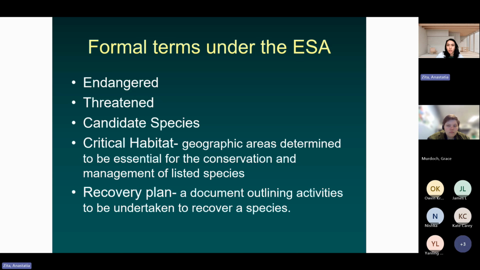And then recovery plans are documents that outline the activities to be undertaken to recover a species that has been listed as endangered or threatened. These plans include detailed information about the species' biology, threats and conservation needs, as well as specific actions to address those needs. So recovery plans are designed to help recover a species to a point where it's no longer required to have them under the Endangered Species Act. So on the test, I expect you guys to at least be familiar with these terms.